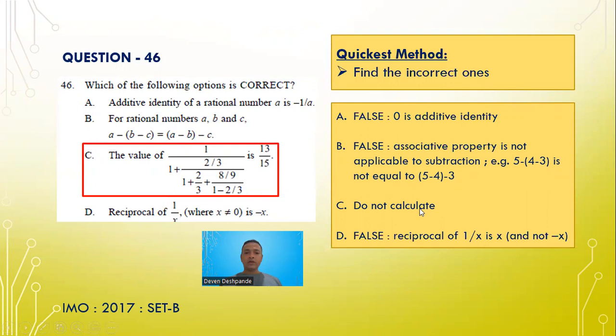And C you don't have to calculate because C is very tough, tedious. And D, reciprocal of 1 upon x, where x is not equal to 0, is x. It is not minus x. So the correct option which is true is option C, because A, B, D are false or incorrect. Option C is the only option which is correct.